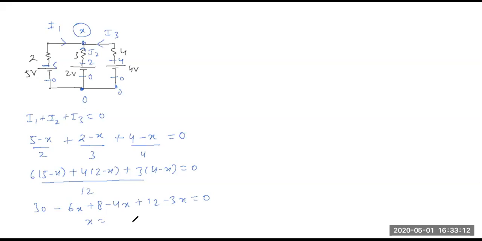What's the value of x? Finally, what will be the value of x? Quickly tell me. What will be the value of x? 50 by 13. Just a minute. What were you told just now? I didn't get you. 50 by 13. Is this what you are saying, right? 50 by 13.